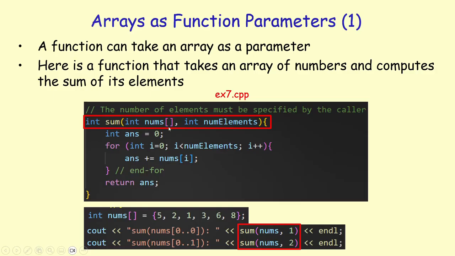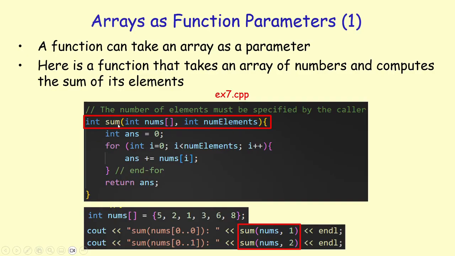Notice that I do not specify the size of the array. I'm just saying integer nums, just a square bracket without specifying the size. The square bracket tells the compiler that nums is an array of integers. And I also need to give the size of the array, the capacity of the number of elements that I want to process. And the loop is very simple.